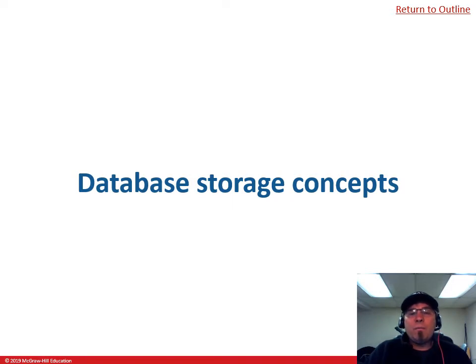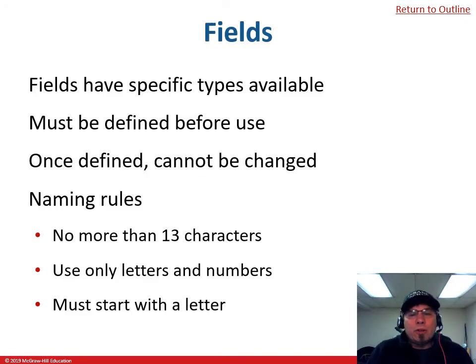Okay, so we're going to talk briefly about some database storage concepts because there are a few rules you have to follow in order to make GIS work for you. Fields or columns have to have specific types available. This is where it differs from something like Excel. In Excel, you can just start typing letters or words or numbers. In GIS, it's a bit different because it's an actual database. You have to define the column, the field, with what kind of data is going to go in there before you ever put any data in it.